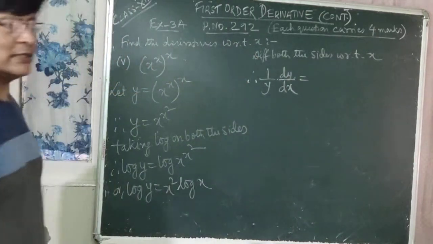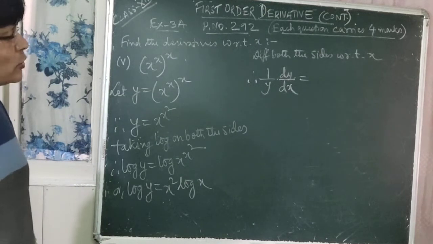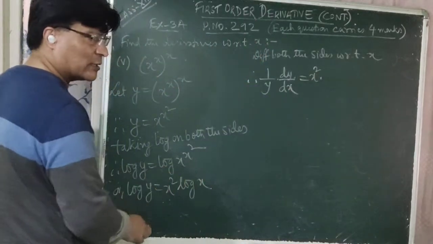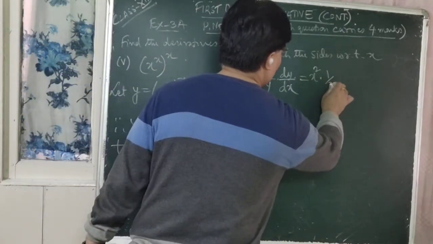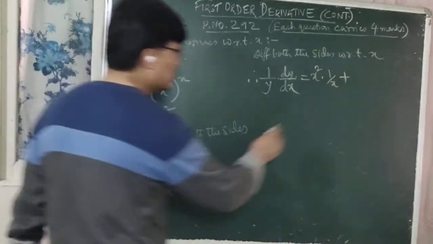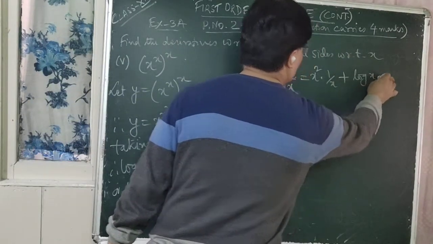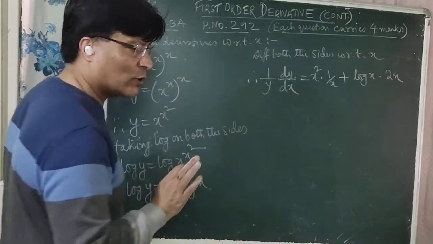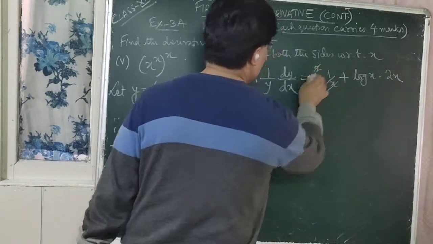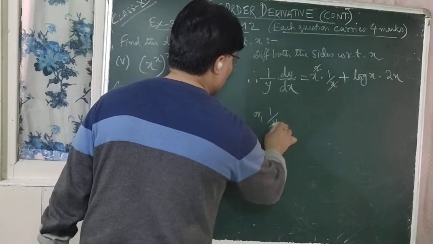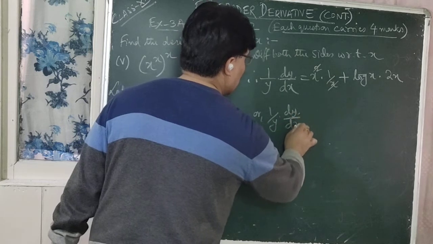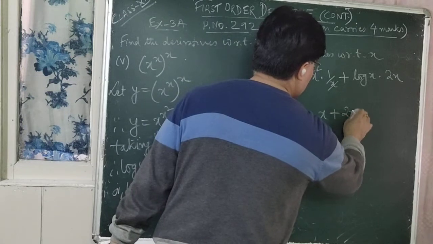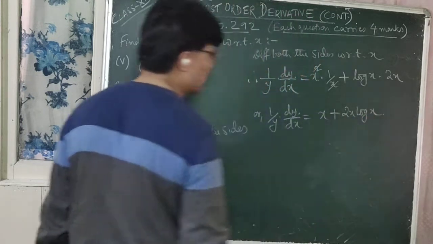So on the right hand side, x square log x. So you can use the UV rule. So x square is kept as it is into, what is the differentiation of log x with respect to x? 1 upon x plus log x is kept as it is into, what is the differentiation of x square? That is 2x, right? Is that clear to all of you? So here you can cancel this x and x square gets cancelled, or 1 upon y into dy by dx is equal to, what do we get? x plus, this is only x. So 2x, you first write 2x and then log x, right?